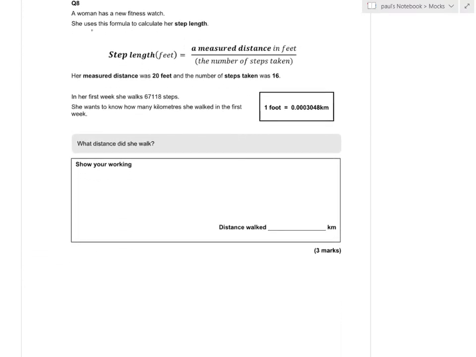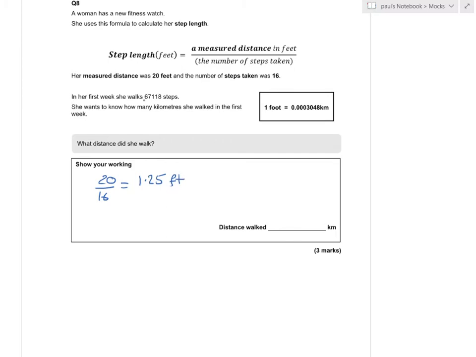A woman has a new fitness watch. She used the formula to calculate her step length. Step length equals measured distance divided by the number of steps. Her measured distance was 20 and the number of steps was 16. So we can work out the step length. Oh, feet and inches. Amazing. So 20 divided by 16 equals the step length, which is 1.25 feet.